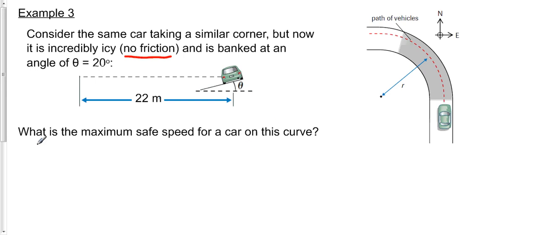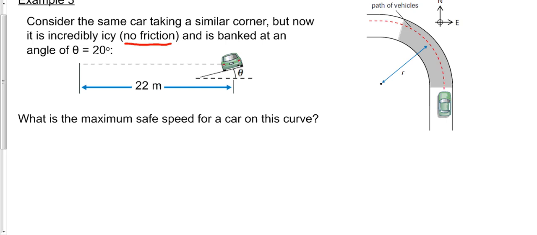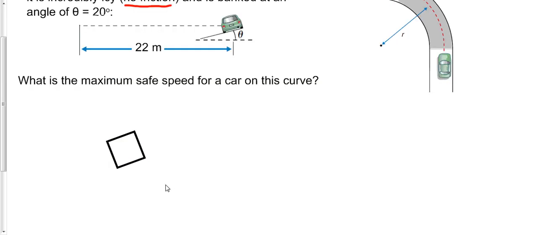So what do I know here? I want to know the maximum safe speed for a car on this curve. So if you're traveling on this curve and it's incredibly icy, what sort of speed would be safe? So let's go through again the same sort of analysis we did before. Start with the free body diagram for this car, and we'll start with this car actually traveling at a banked angle, right? So we've got this sort of idea here.